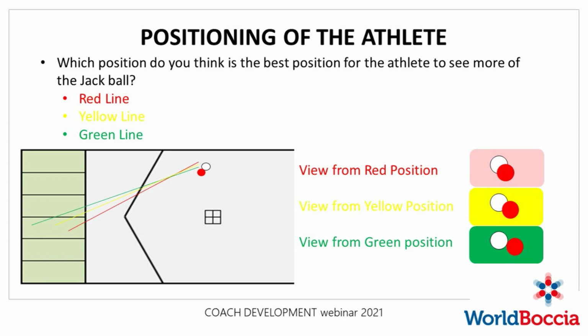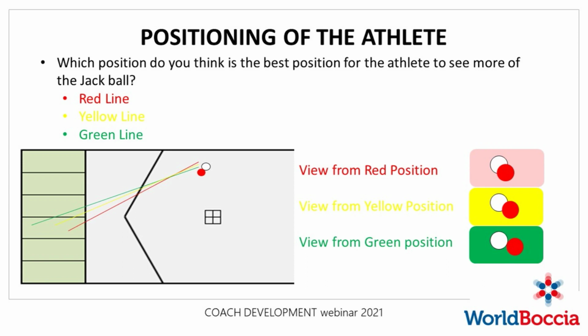So on the right-hand side here, we've provided what it would look like from each position in the box. So obviously, red position, you're going to have more of the jack covered, and as we get to yellow, slightly more of it visible, and then in the green position, almost being able to see the total amount of the jack. So I think it's important here to understand that the position in the box we can use to create the angle to see more of the jack.